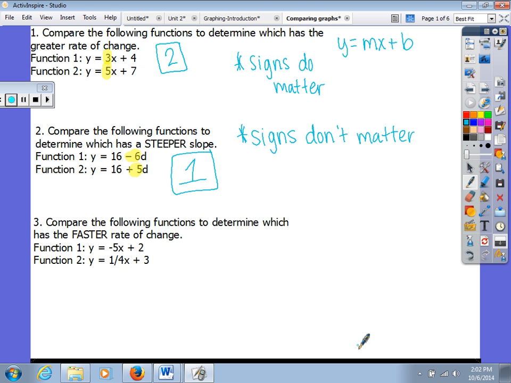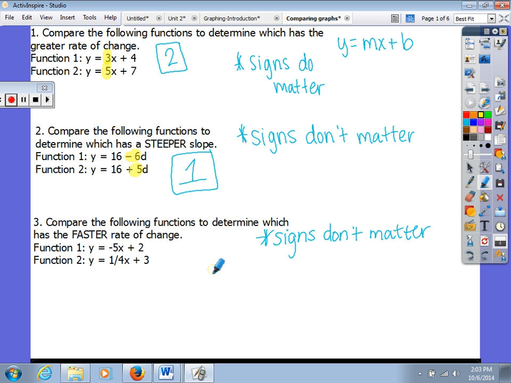All right, compare the following functions to determine which has the faster rate of change. Now, faster is kind of just like steeper. You got it? Because if I'm going down a steep hill, I'm going to be going faster than if I was going down just a normal hill, right? Okay, so for this one also, your signs do not matter. And once again, the rate of change is the number that's in front of our x. Everybody got that? Okay, so let's highlight.